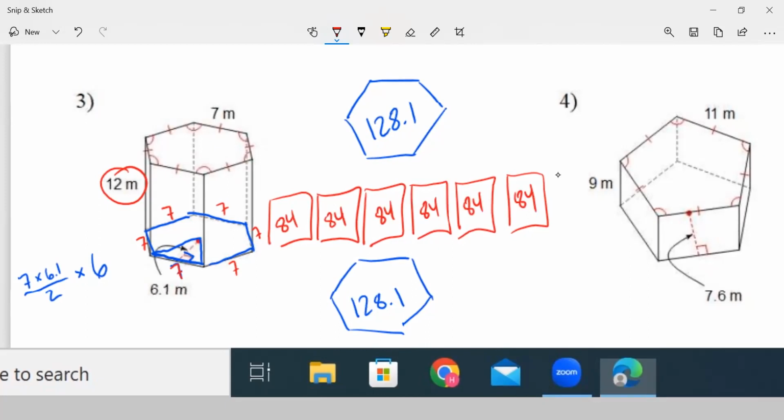All right, so I'm going to add them all up. Let me do the walls first. I can go 84 plus 84 plus 84 6 times, but I remember back in elementary school, in 2nd grade, 3rd grade, you learned that repeated addition is multiplication. So instead of going 84 plus 84 plus 84 6 times, I'm just going to go 84 times 6, so it's easy because they're the same number. So I just went 84 times 6 plus 128.1 plus 128.1. My result gives me 760.2. Okay, so that's not bad. Remember, I encourage you to see it as 2 bases and a bunch of walls, some rectangles at the side.